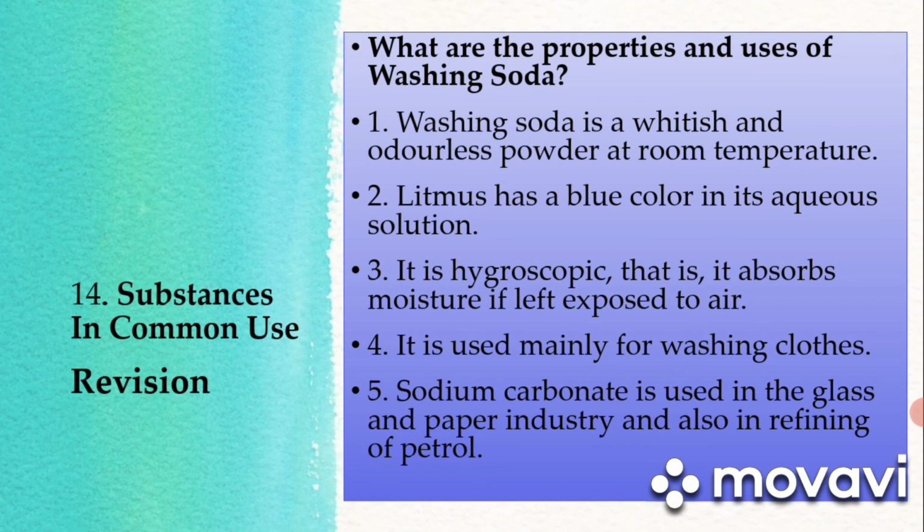What are the properties and uses of washing soda? Washing soda is a whitish and odorless powder at room temperature. Litmus has a blue color in its aqueous solution. It is hygroscopic, that is, it absorbs moisture if left exposed to air. It is used mainly for washing clothes. Sodium carbonate is used in the glass and paper industry and also in refining of petrol.